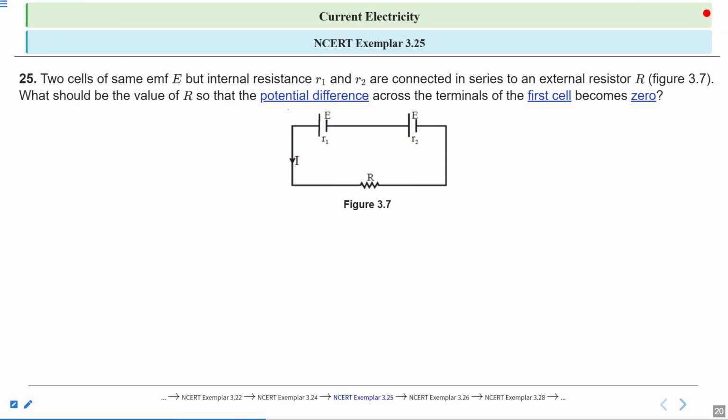Now moving to the next question. Two cells of same EMF E but internal resistance R1 and R2 are connected in series to an external resistance capital R. What should be the value of R so that the potential difference across the terminals of the first cell becomes 0? Okay. So this is a similar question from previous question. But now, what is the condition? Potential drop across the terminals of the first cell becomes 0. So for this condition, we have to find the relation. So I will give you some time to think about it.